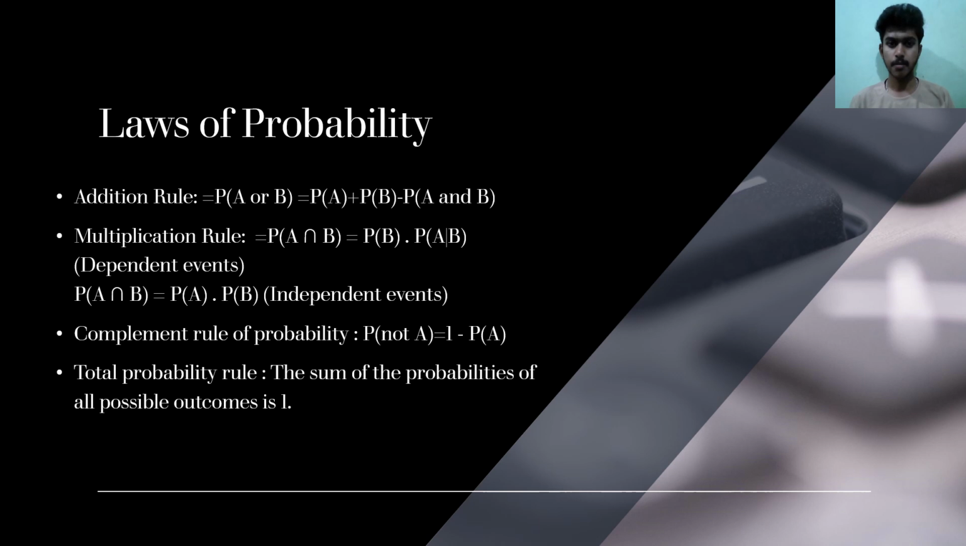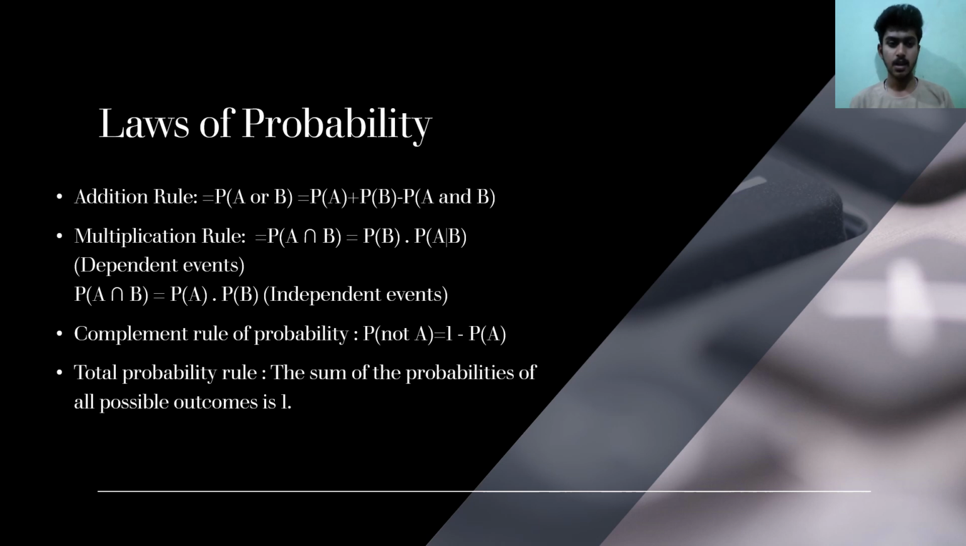Laws of probability. Addition rule: P of A or B equals P of A plus P of B minus P of A and B. Second one, multiplication rule: P of A intersection B equals P of B into P of A given B.